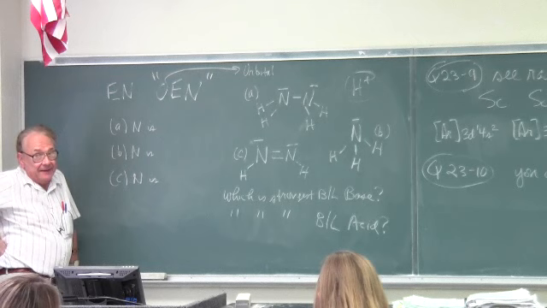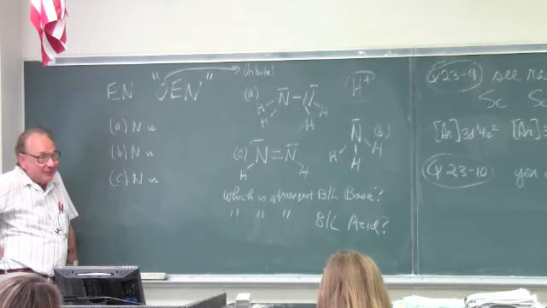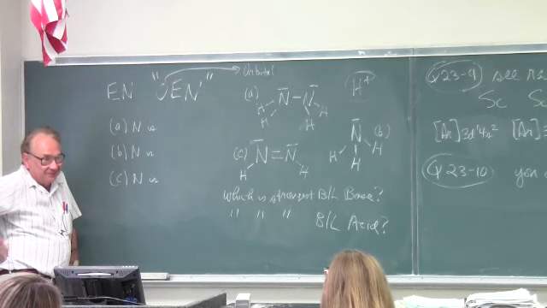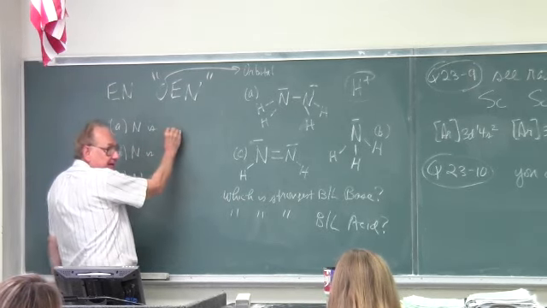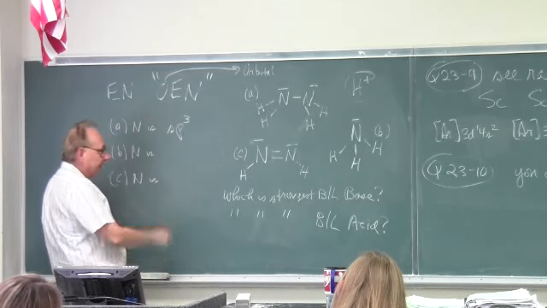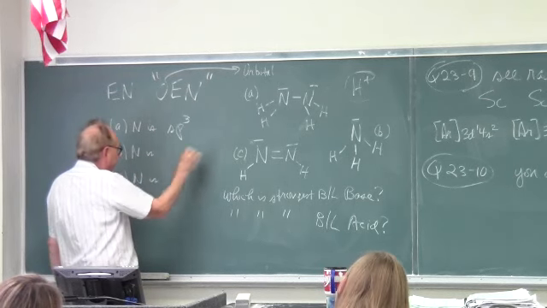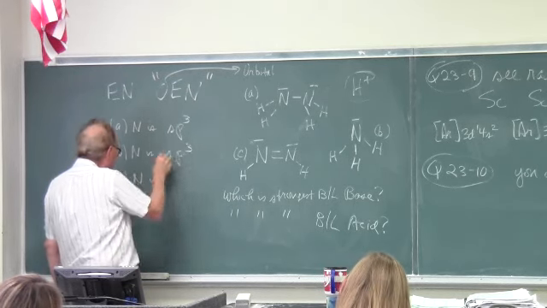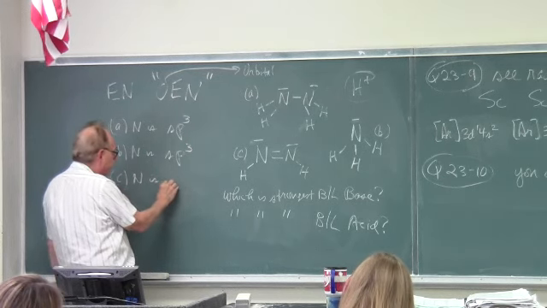You've got to play this game. You did this in 2045. That doesn't mean you know how to play it. A, N is sp3. B, N is C, N is sp2.